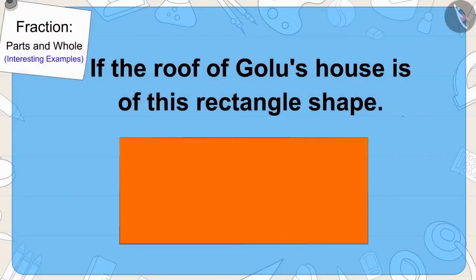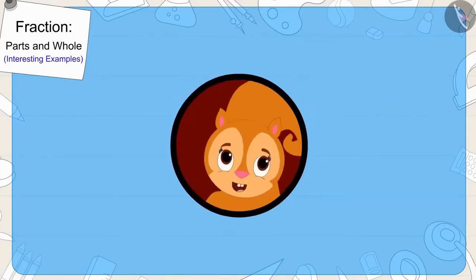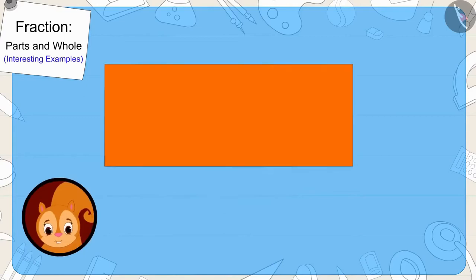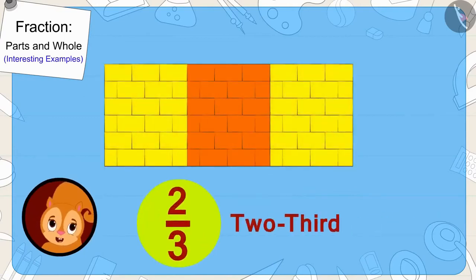If the roof of Golu's house is of this shape, then can you divide it into 3 equal parts and fill yellow color in 2/3 of it? If you wish to, you can find the answer by pausing the video. Well done, children! In this way, we can fill yellow color in 2/3 of the roof.